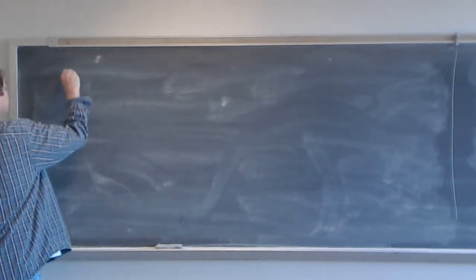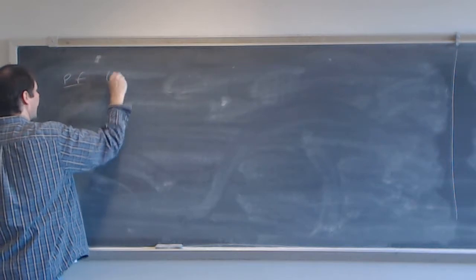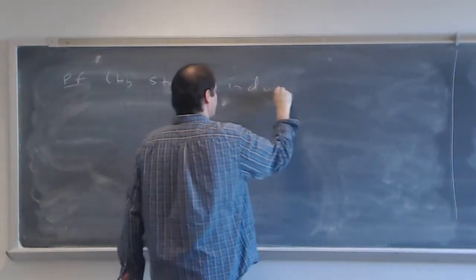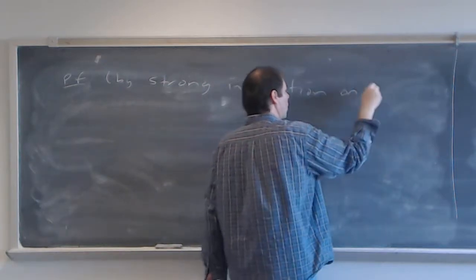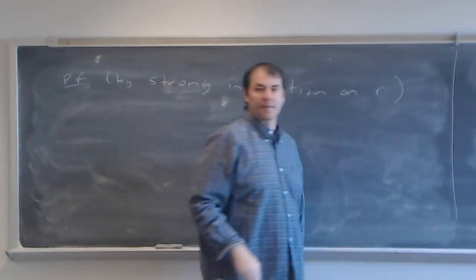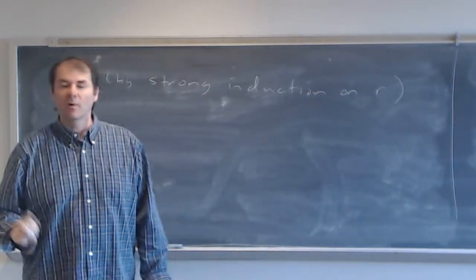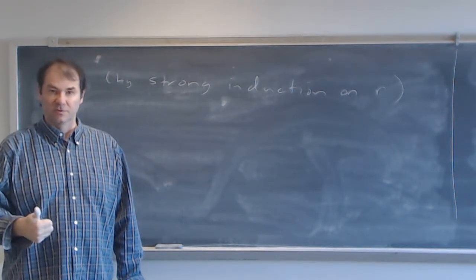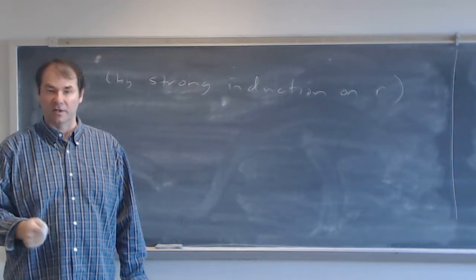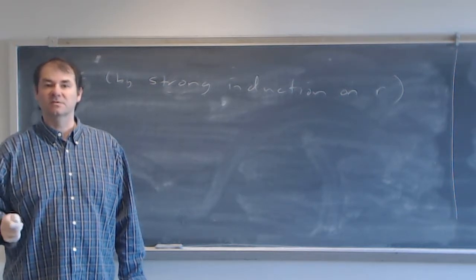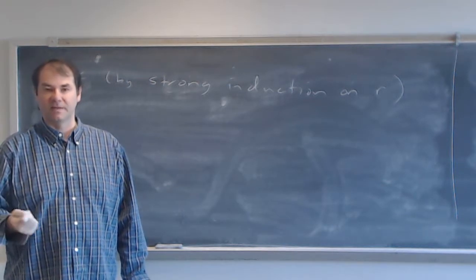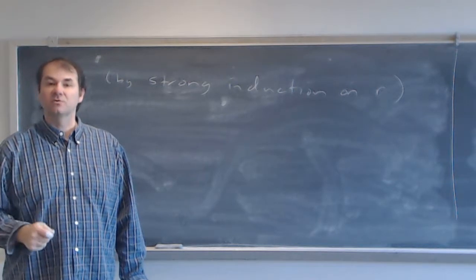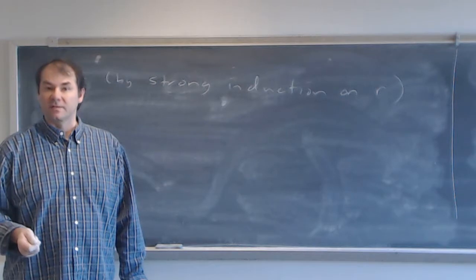So the proof is by strong induction on R. Okay. So what do we mean? Well, regular induction is we show that the statement is true for the first natural number, so that'd be here R equal 1, and then assuming that the statement is true for R equal to something, let's say N, we show the statement is true for R equal to N plus 1.